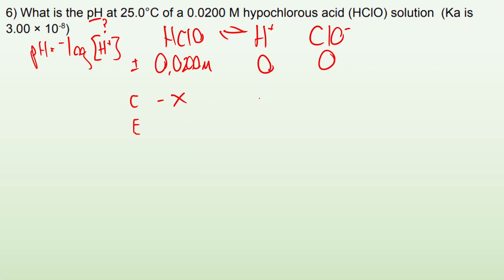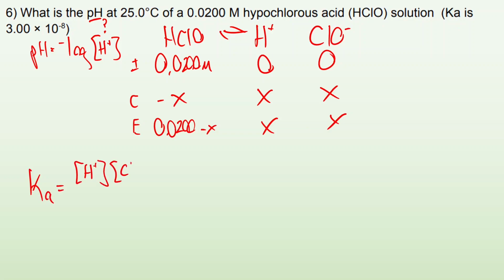So minus X, H plus will be positive X, ClO minus will be positive X. So at equilibrium, we have 0.0200 molar minus X for HClO, and X and X for H plus and ClO minus. Now they give me my Ka. So my Ka expression is going to be the concentration of H plus times the concentration of ClO minus all over the concentration of the HClO that did not dissociate.